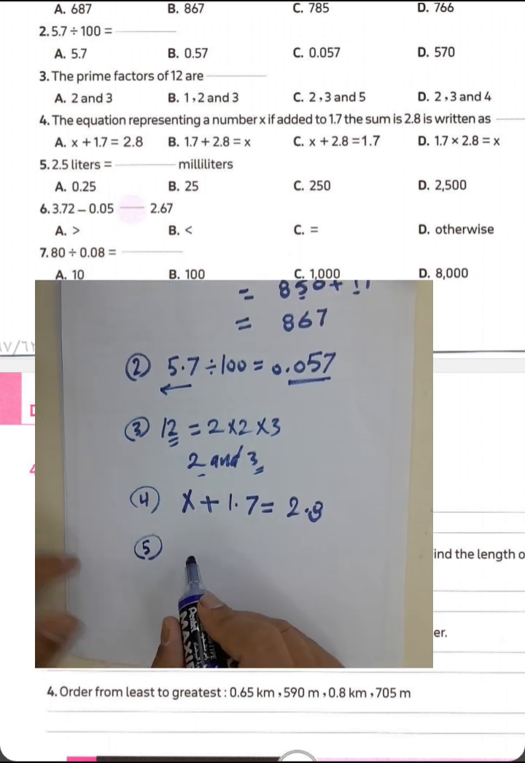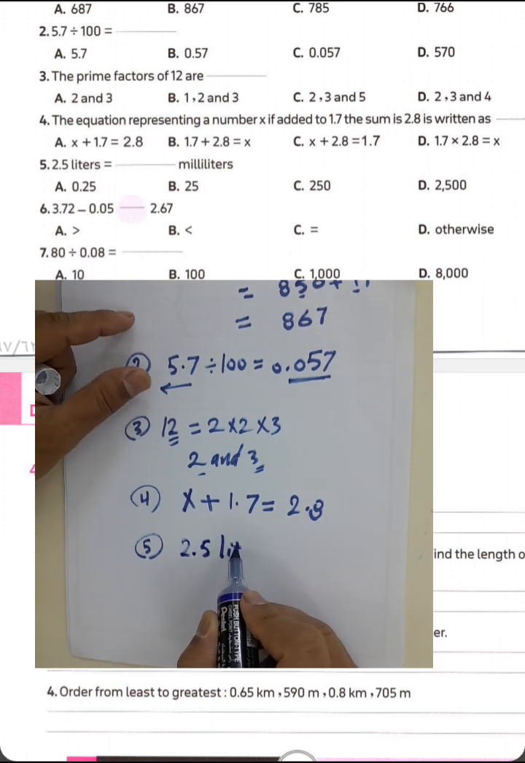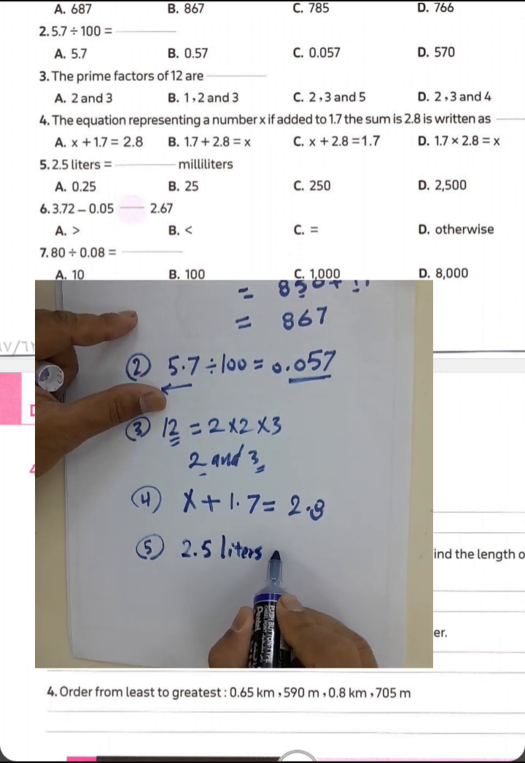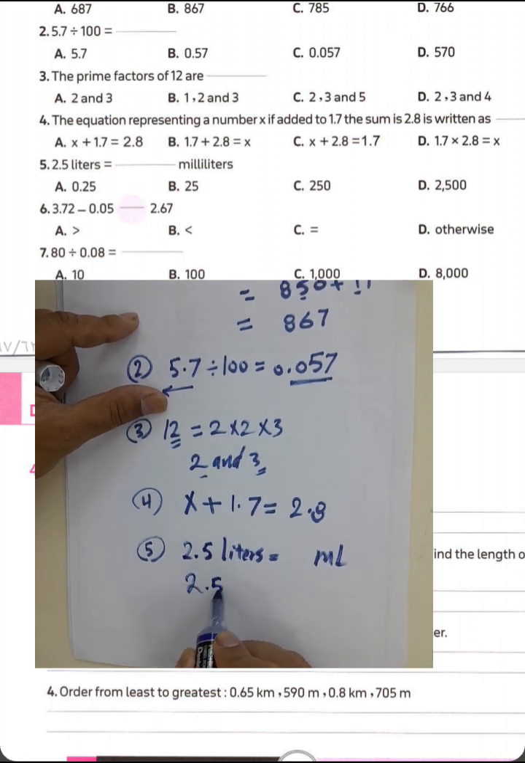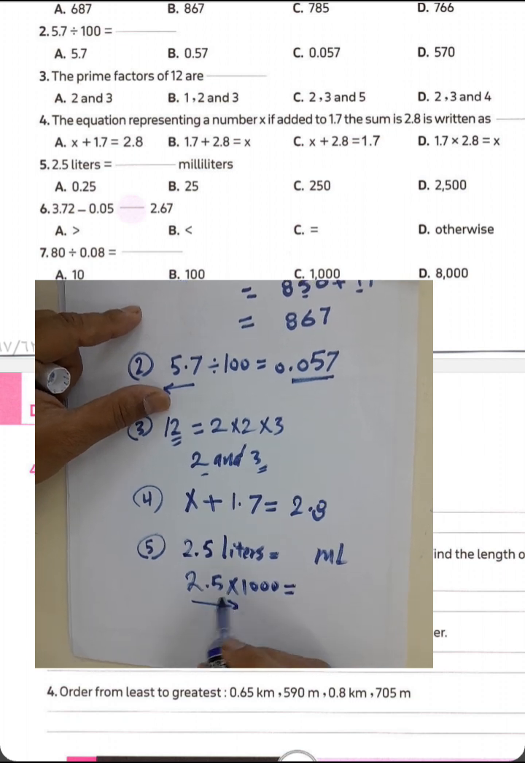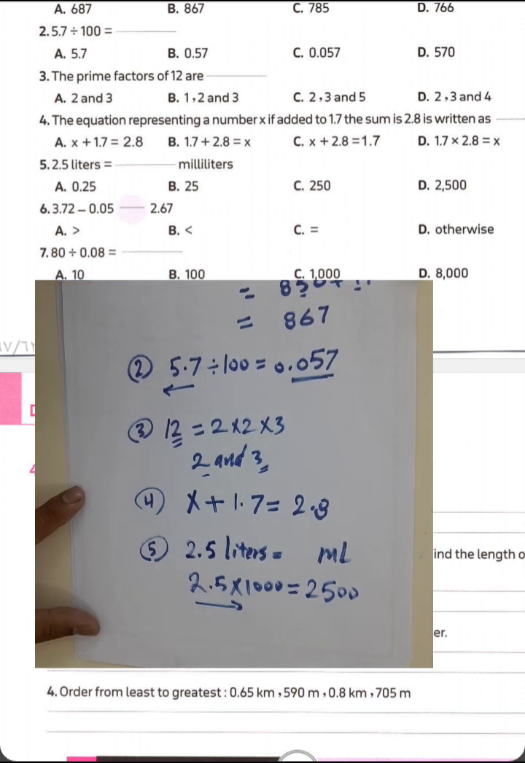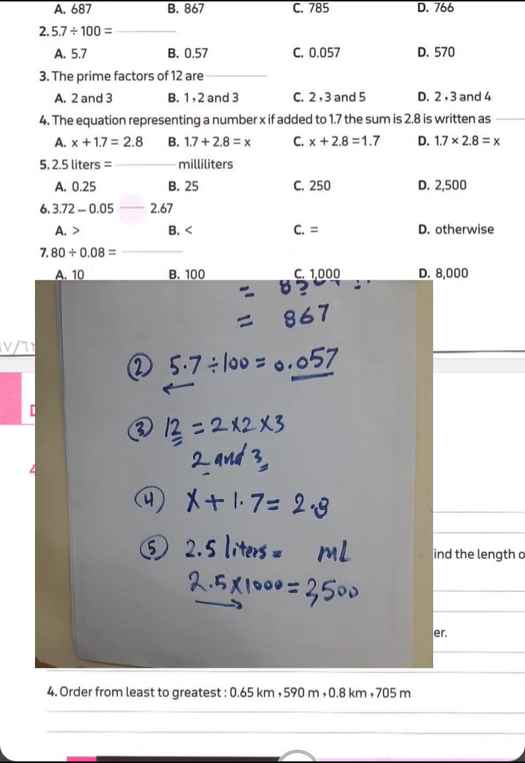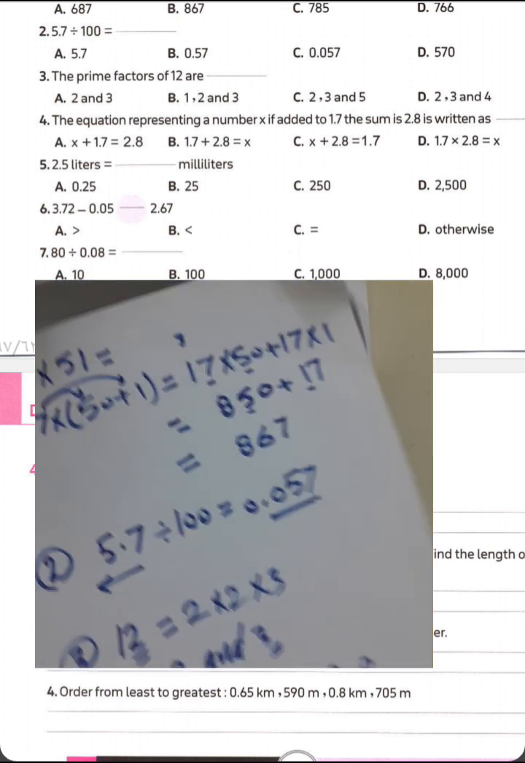Question number 5, 2.5 liters. We must convert from liters to milliliters by multiplying by 1000. We must move the point to the right-hand side by 3 places. It will be 2, 5, and write double 0 behind it. So the result will be 2500. Question number 6.